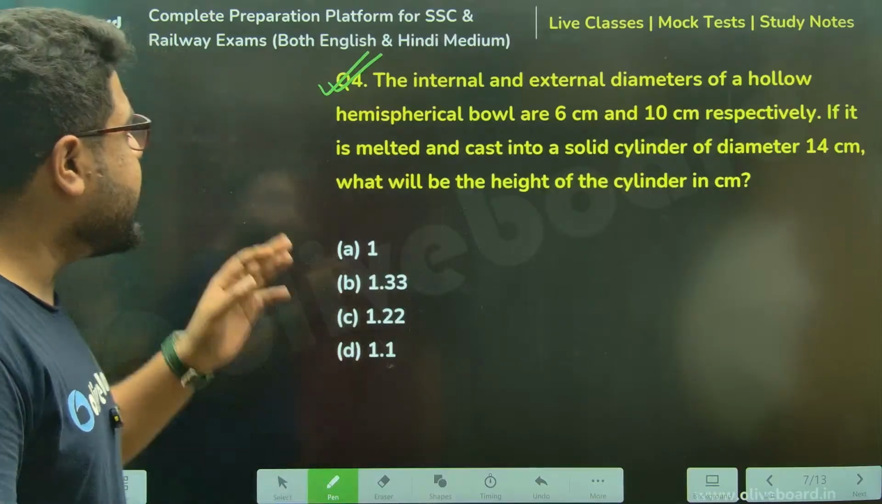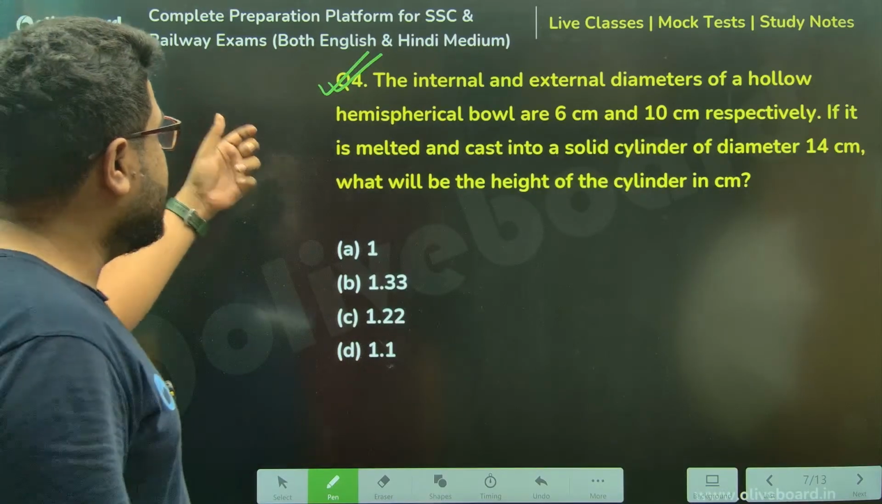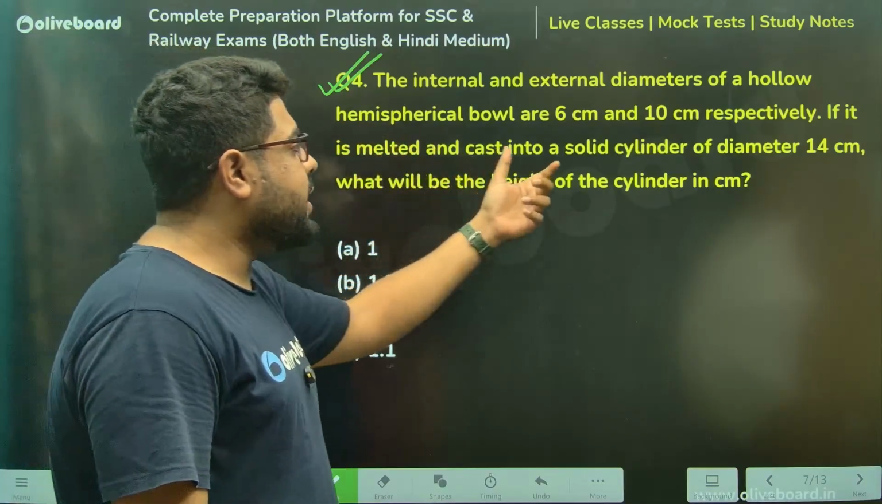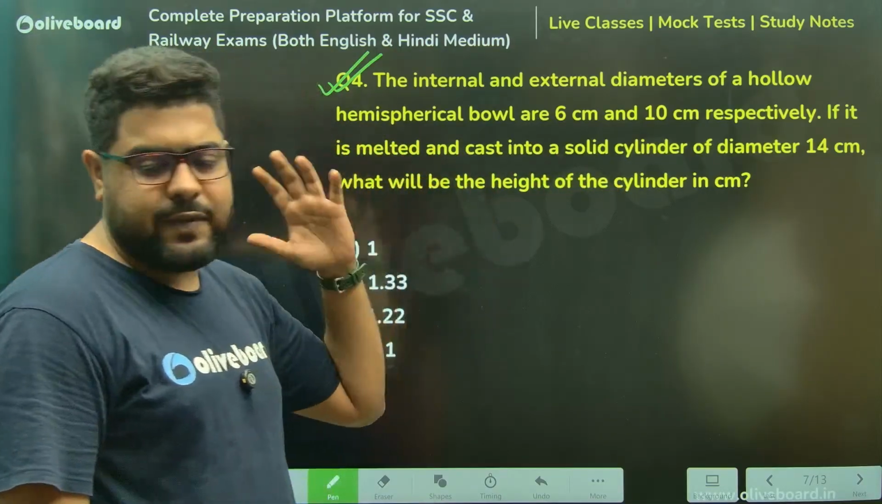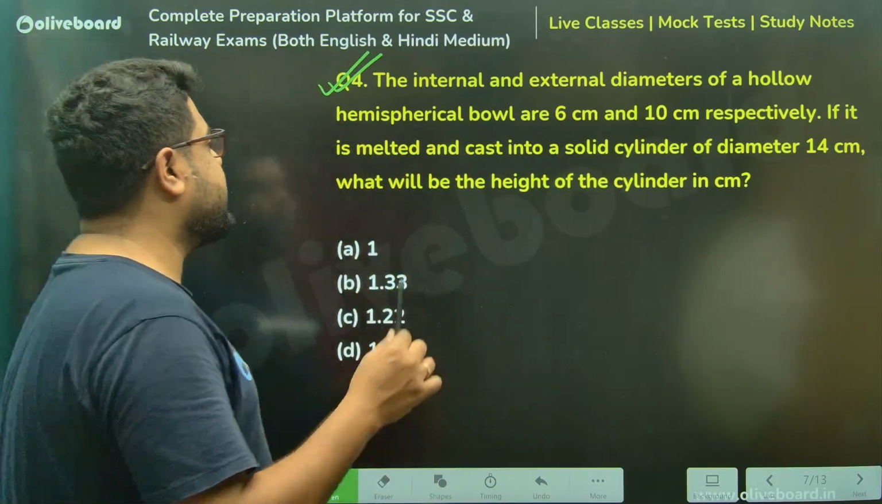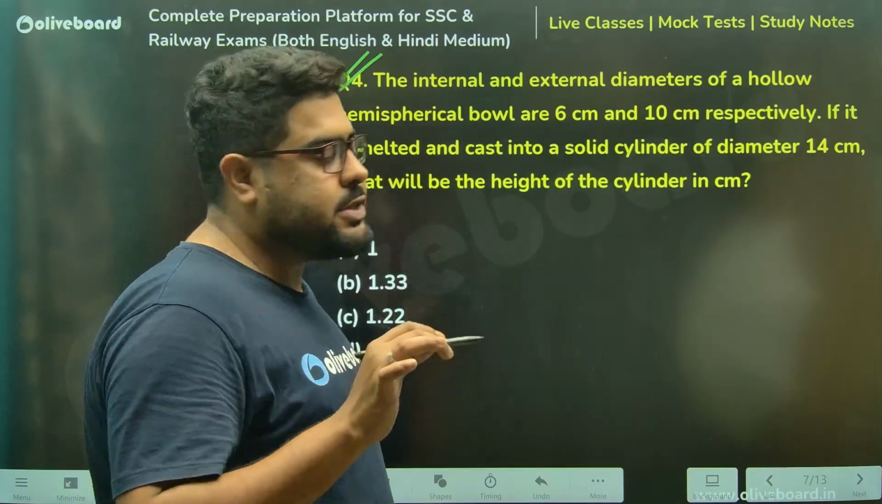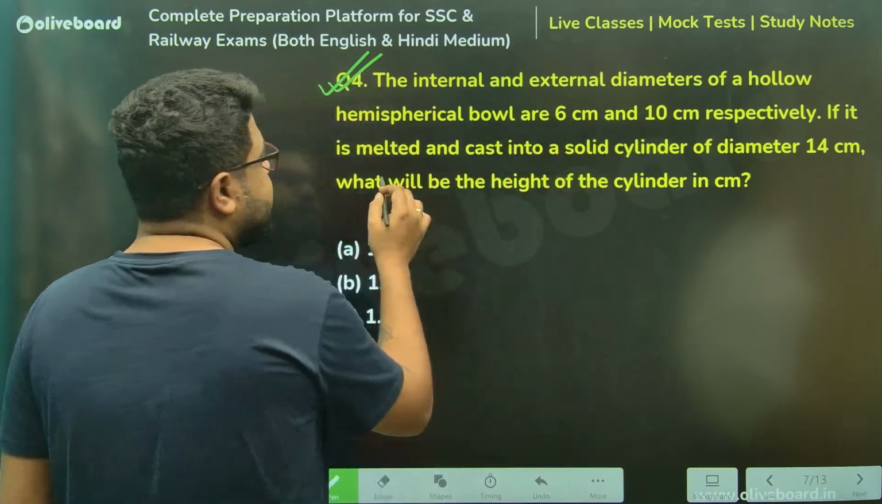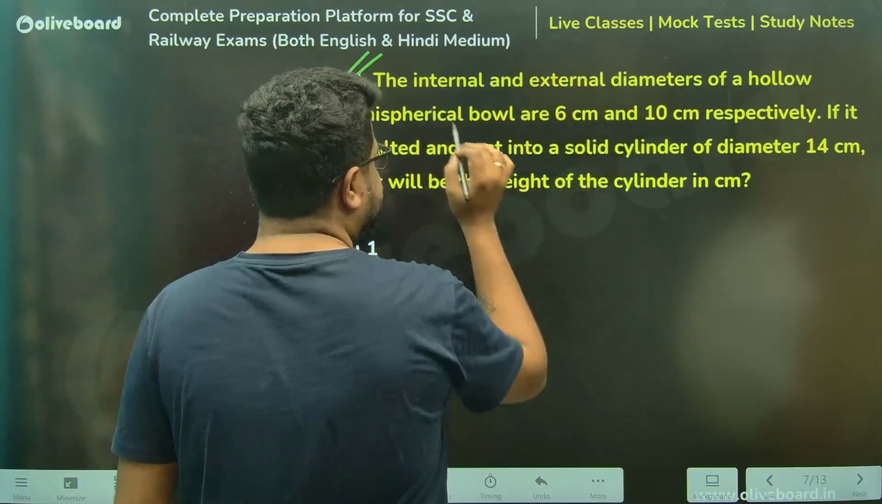The internal and external diameters of a hollow hemispherical bowl are given. If it is melted and casted into a solid cylinder of this, what will be the height of the cylinder? So again, two diagrams. These type of questions were asked very frequently last year. Internal and external given of a hollow hemisphere.